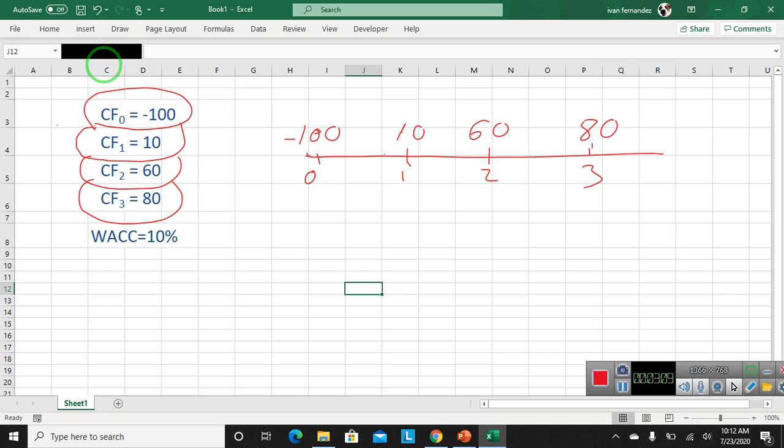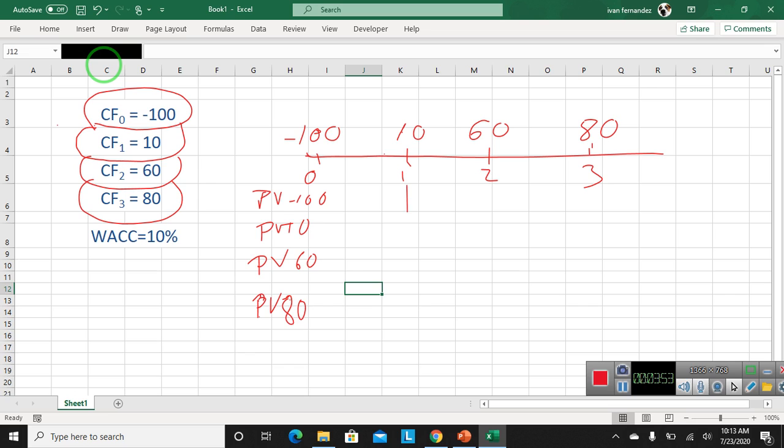Okay, so this should look to you identical to stock valuation, right? So what do you think is the value of any project? As I have told you before, the value of anything is just the present value of the individual payments discounted to today. And that's what we're going to do. So the value of this is going to be the present value of negative 100, the present value of 10, the present value of 60, and the present value of 80. Sorry.